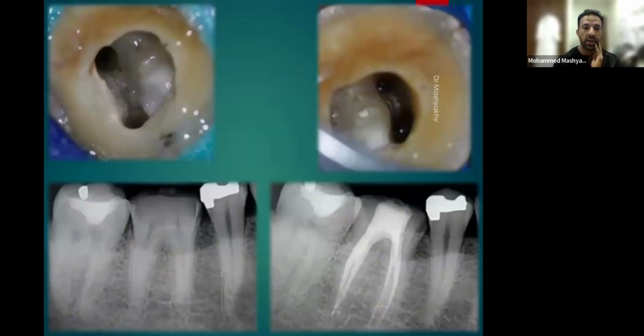See this one here, this one here. If you draw a line, then there is a different split, right and left. So this molar comes with 4 canals, okay?